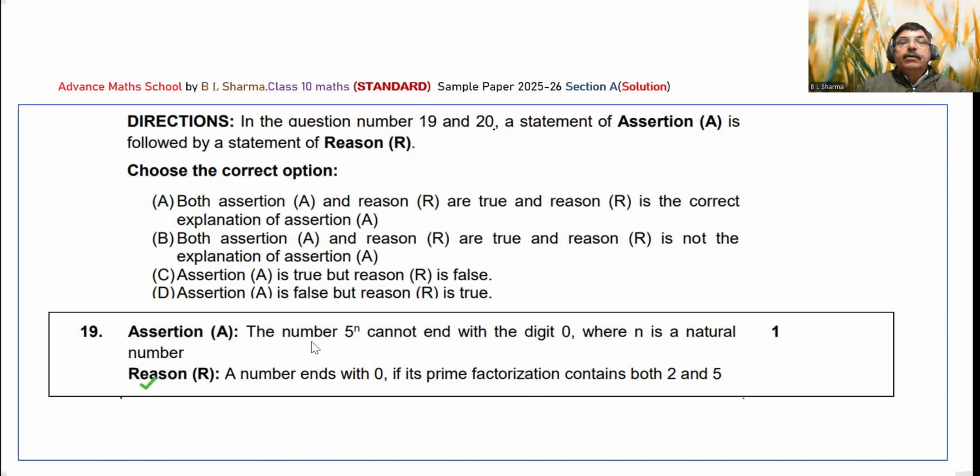Now we see 5 here, the factor of 5 is 5 only, not 2. So this is also absolutely correct. The number 5 raised to the power n cannot end with the digit 0, where n is a natural number. It means A is the correct option.